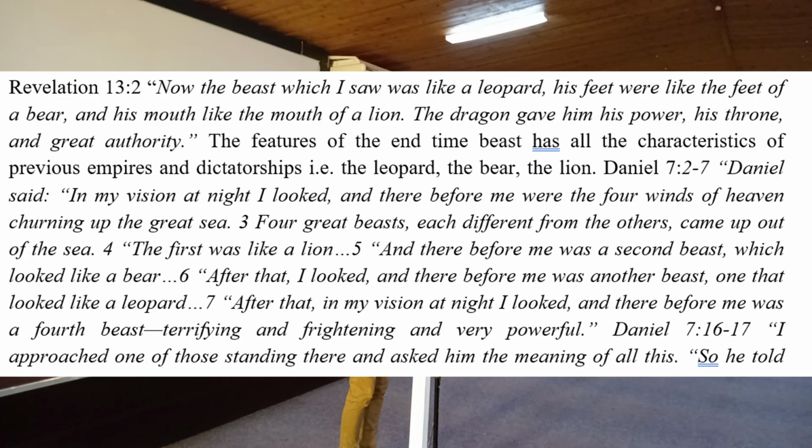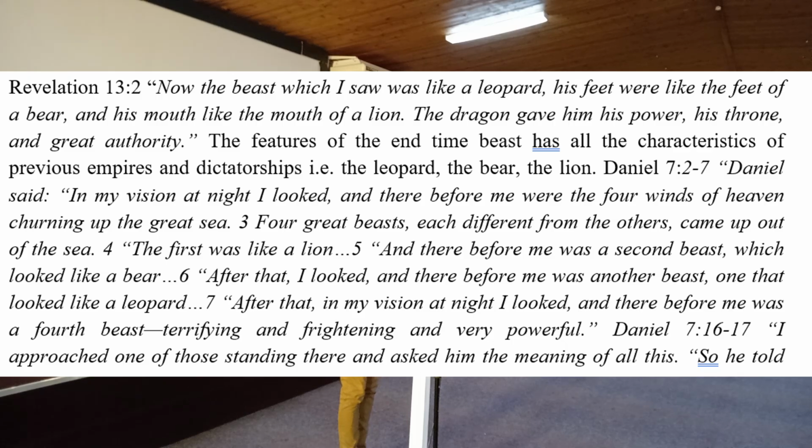The features of the end time beast have all the characteristics of previous empires and dictatorships, i.e. the leopard, the bear, and the lion. And this is cross-referenced to Daniel chapter 7. Daniel said, in my vision I looked, and there before me were the 4 winds of heaven, churning up the great sea. 4 great beasts, each different from the others, came up from the sea. The first was like a what? Lion. John in Revelation mentions the lion. And there before me was a second beast, which was like a what? A bear. In Revelation chapter 13, it mentions a bear. And after that, I looked, and there was another beast that looked like a what? A leopard. All right, the same animals that Revelation talks about.